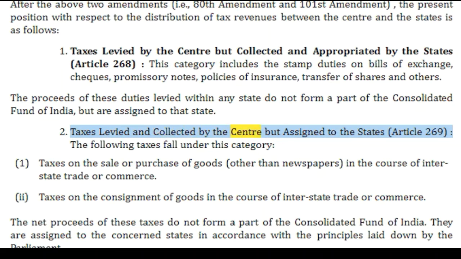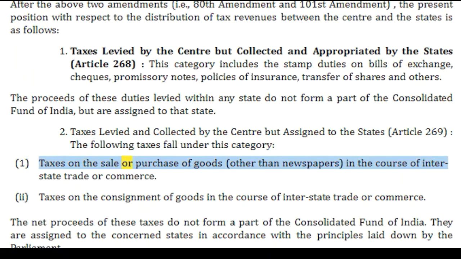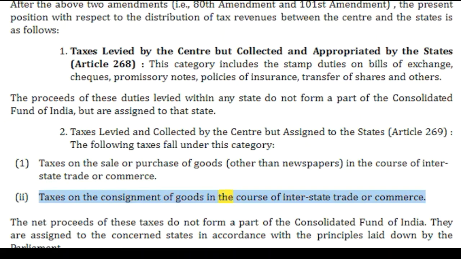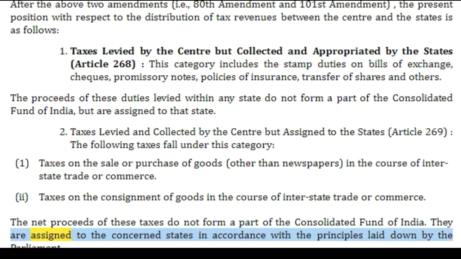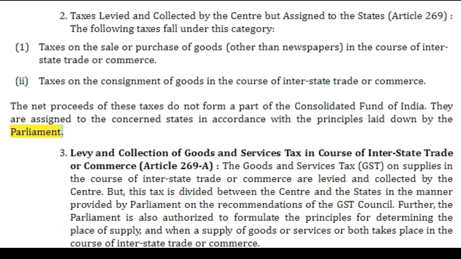Taxes levied and collected by the center, but assigned to the states, Article 269. The following taxes fall under this category. 1. Taxes on the sale or purchase of goods, other than newspapers, in the course of interstate trade or commerce. 2. Taxes on the consignment of goods in the course of interstate trade or commerce. The net proceeds of these taxes do not form a part of the Consolidated Fund of India. They are assigned to the concerned states in accordance with the principles laid down by the Parliament.